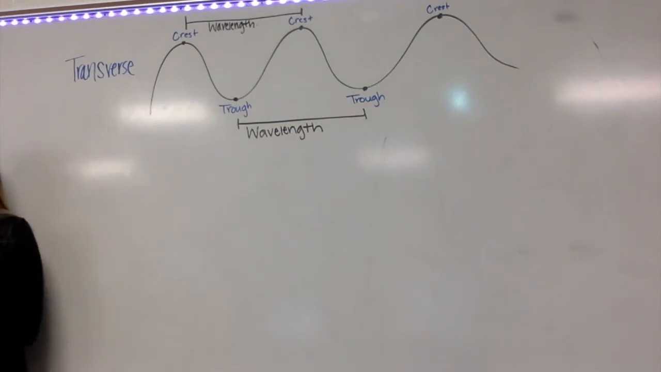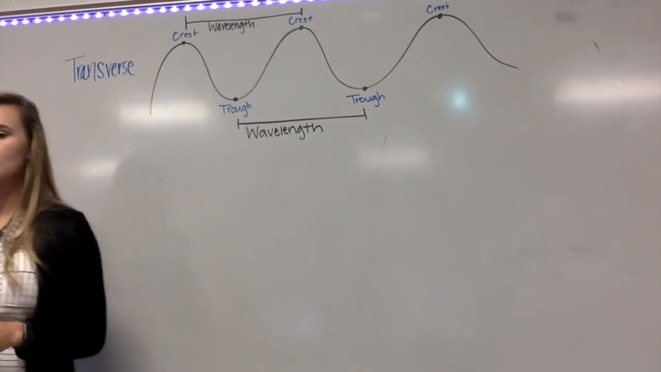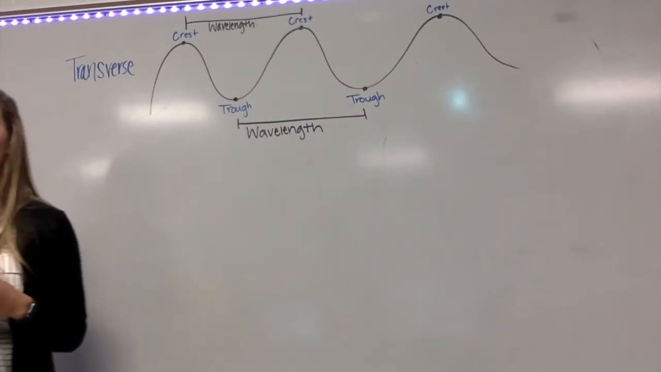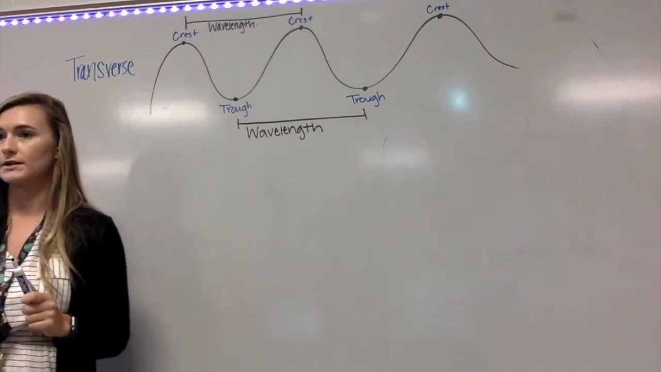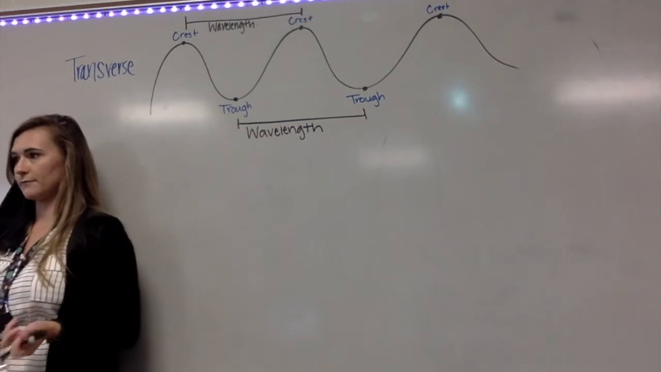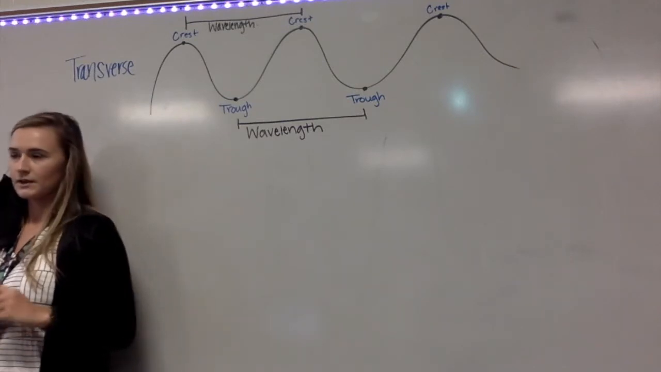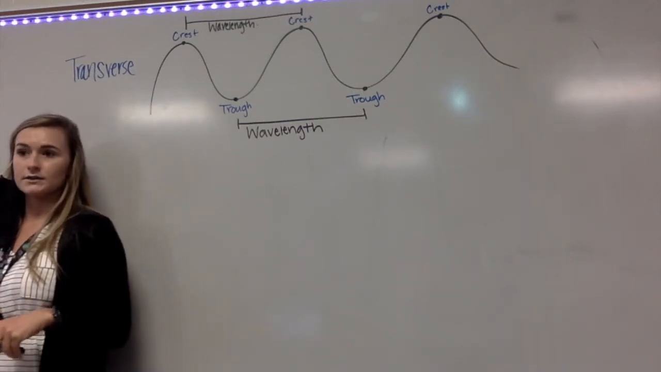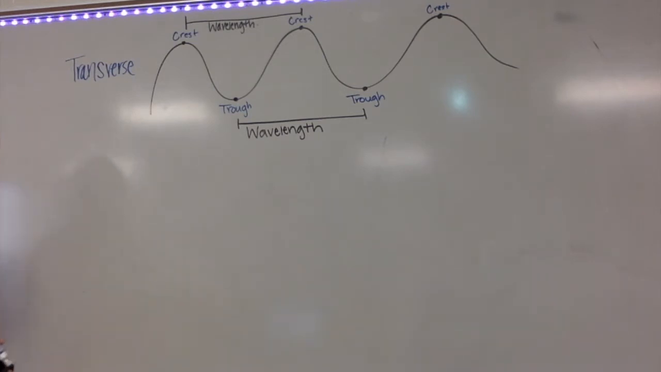So go ahead and write down from the crest to the crest or the trough to the trough is a wavelength, because it says from any point on a wave to an identical point. So trough to trough would be two identical points on this wave. There's also something else in a transverse wave.